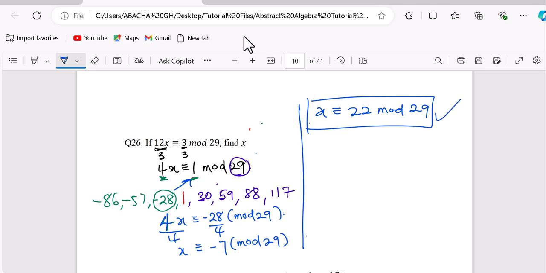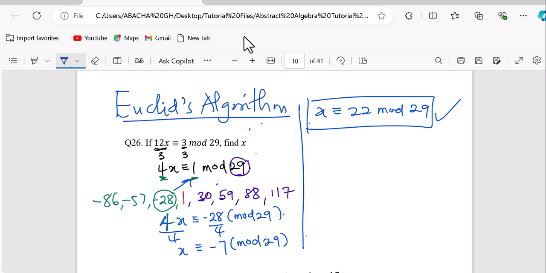If it is in objective, this is a shortcut for you to do. But we also have a method we call Euclid's algorithm, which we can also use to solve this particular question. Sometimes you can be restricted to use Euclid's algorithm to find the inverse of 12 first, after which they will then ask you to use it to solve for the value of x. That one too has its own method. So I'll stop here and we'll continue later.